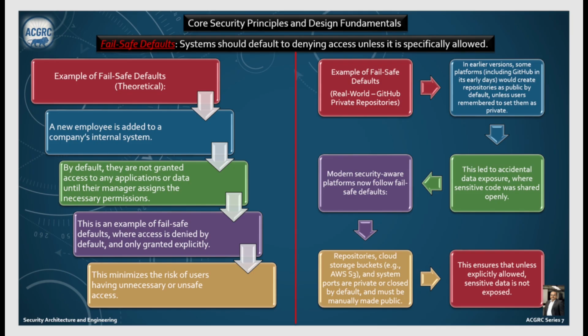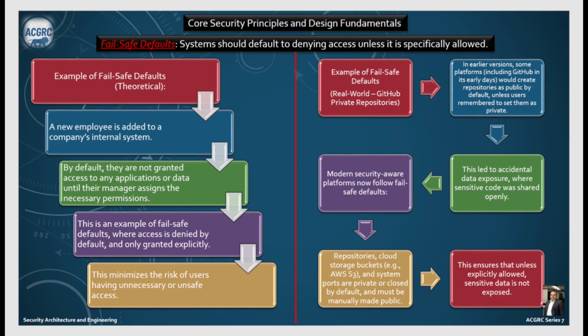Now let's look at a real world example, say GitHub. In earlier versions, some platforms would create repositories as public by default unless the user remembered to set them as private. Now this led to accidental data exposure where sensitive code was shared openly.